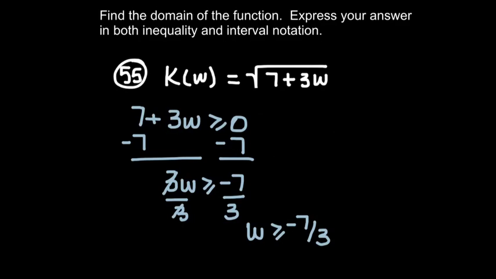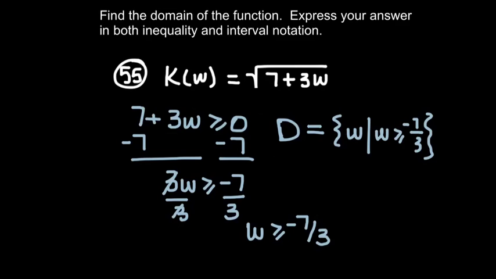So w can be anything as long as it's greater than or equal to negative 7/3. In set builder notation, I would have that the domain is the set of all w such that w is greater than or equal to negative 7/3. As an interval, that would start at negative 7/3 and go to positive infinity.